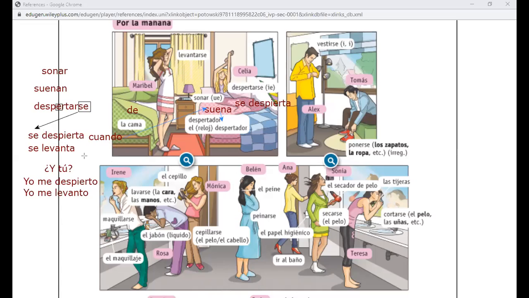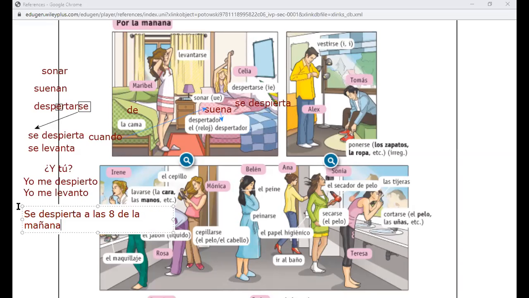Ahora, él se despierta a las 8 de la mañana. ¿A qué hora se despierta? Él se despierta a las 8 de la mañana. A las 8 de la mañana.